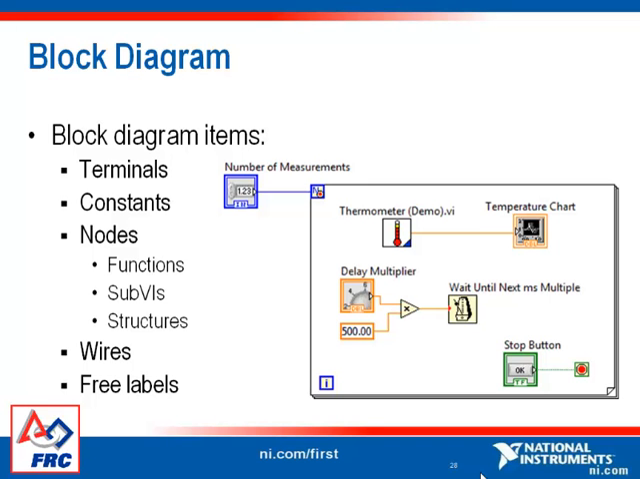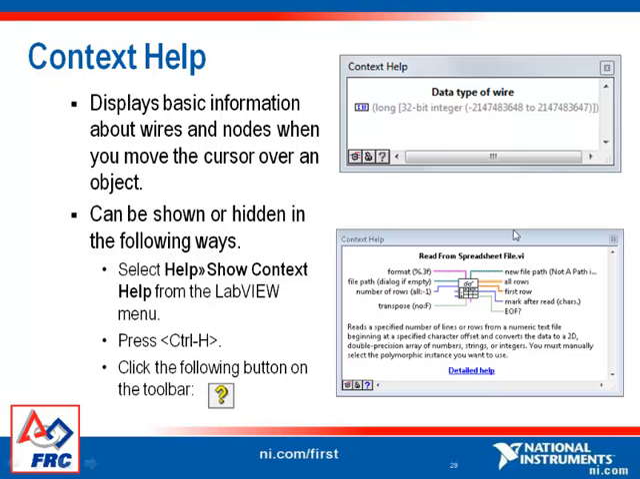On the block diagram, you've got functions. You've got terminals for front panel objects. Like this, we can tell it's a control from the front panel because it's got an arrow out of it. This is a terminal for an indicator on the front panel because it's got an arrow going into it.